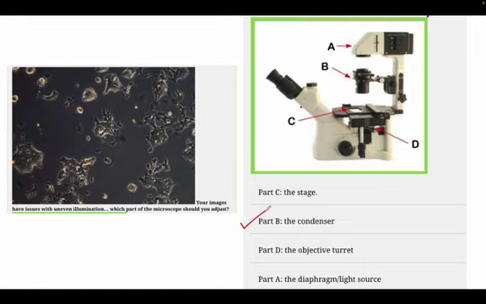The condenser is responsible for making sure that our sample is evenly illuminated. The diaphragm and light source will basically control the amount of light which is falling on a sample, but the illumination of a sample is controlled by the condenser. Okay, the condenser is shown here.